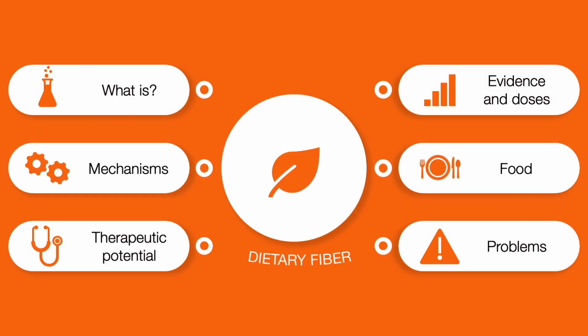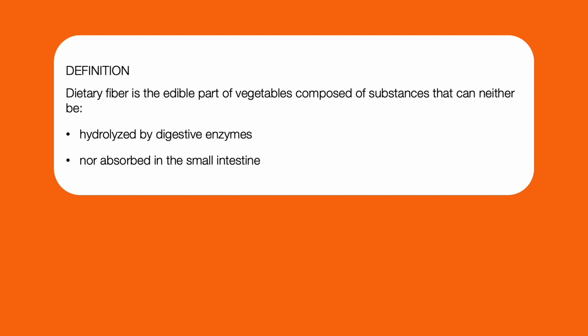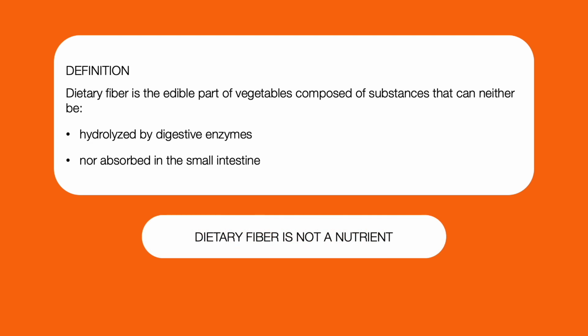In this monograph, we will get to know dietary fiber a little better, so that you can judge the value it deserves. And let's start by looking at what exactly dietary fiber is. Dietary fiber is the edible part of vegetables composed of substances that cannot be hydrolyzed by digestive enzymes, nor absorbed in the small intestine. Therefore, dietary fiber should not be considered a nutrient.